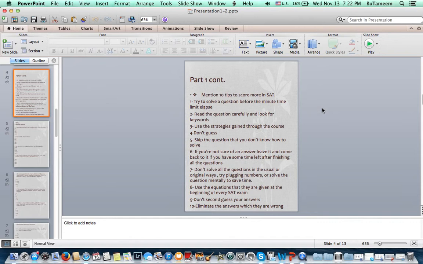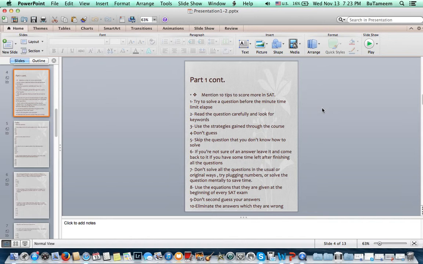Second, read the question carefully and look for the keywords. You don't have to understand every single word that is mentioned in the question. You just look for the keywords, variables, numbers, and solve the question. Use the strategies gained through the course. These strategies are going to help you solve the SAT questions. In other words, if you try to solve a question which requires 3 minutes from your time, the strategies that they're giving in the training courses can save 2.5 minutes from the original time, which is 3 minutes.